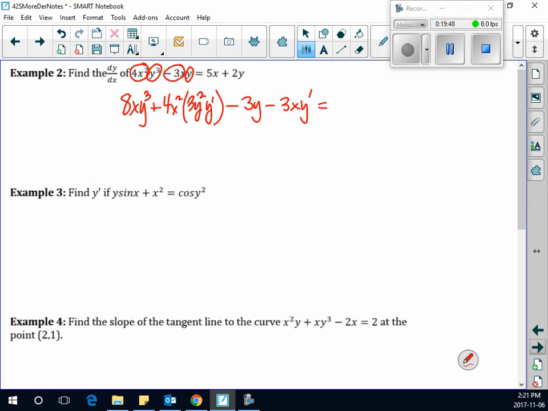Derivative of minus 3x is minus 3 with the y left alone. Then I leave the first one alone and find the derivative of the second. The derivative of the second is 1, and then you have to have the additional y prime. So I'm not going to put 1 y prime, I'm just going to put y prime. Okay, what's the derivative of 5x? What's the derivative of 2y?